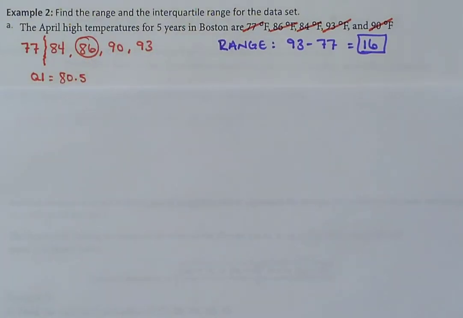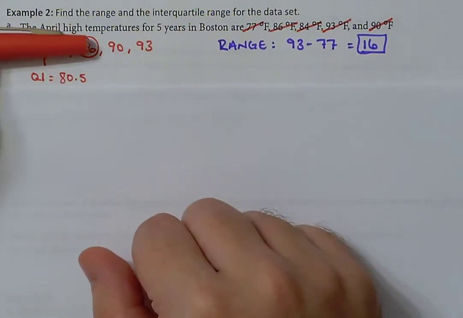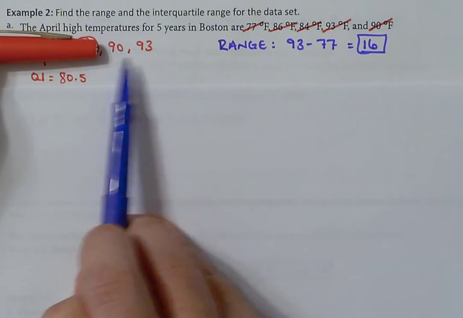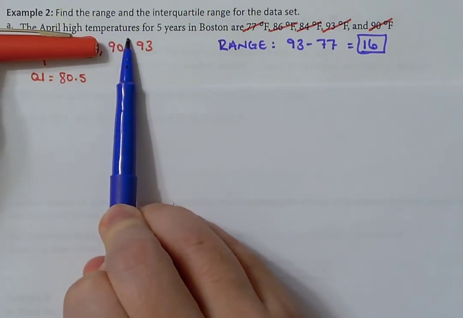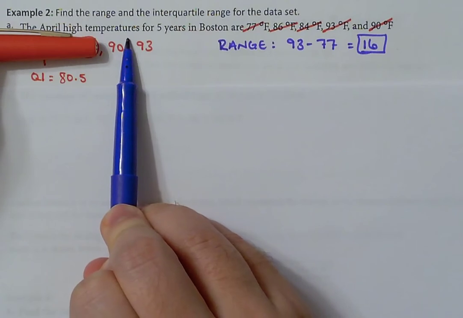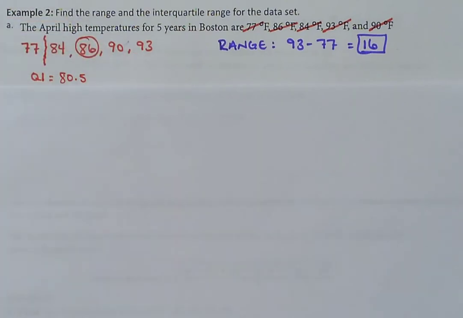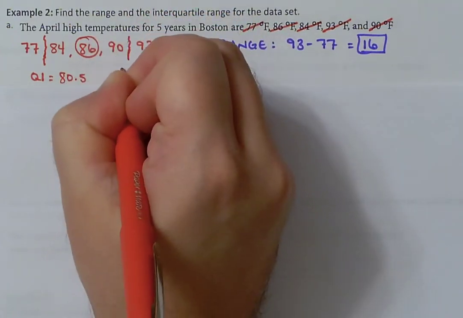Now for the third quartile, we want to find the middle number of the second half of the data. So we're going to exclude the first half of the data, including the median. So we have 90 and 93. Again, the middle number is going to reside between these two. So we need to go through and find that middle point between 90 and 93. So the third quartile resides right here.